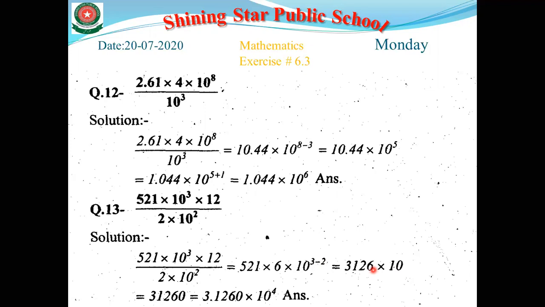Okay. Now if we have the point after the 6, when we move the point 3 steps to the left hand side, from the 6 we move to before the 6, before 2, before 1. So it becomes 3.126. Okay. So it becomes 10 power 4 because we moved 3 steps. So 10 power 1 plus 3 is 10 power 4, which is your required answer.